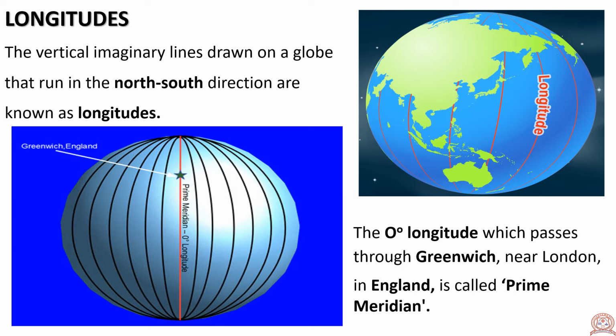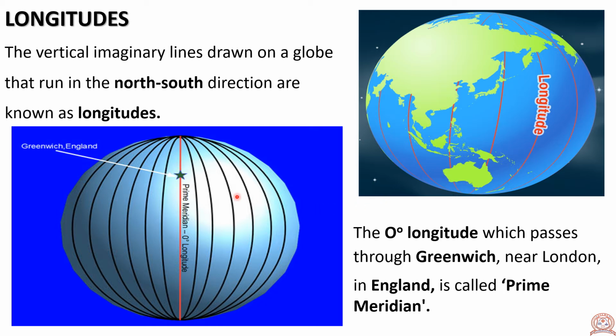0 degree latitude is also known as the equator, which divides the earth into two equal halves, the northern hemisphere and the southern hemisphere. Today we are going to learn about longitudes. The vertical imaginary lines drawn on a globe that run in the north-south direction are known as longitudes.